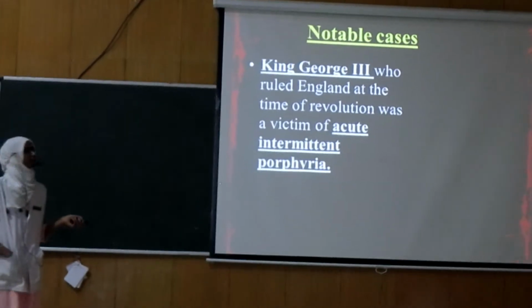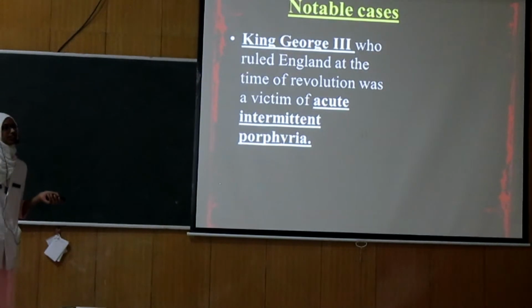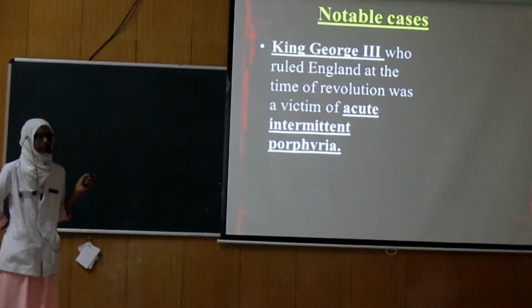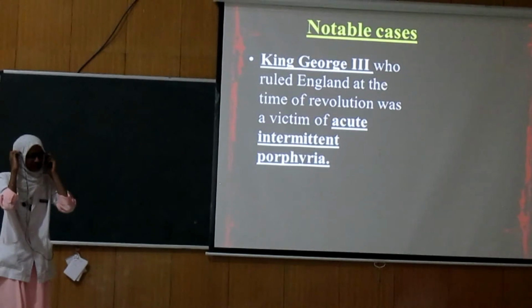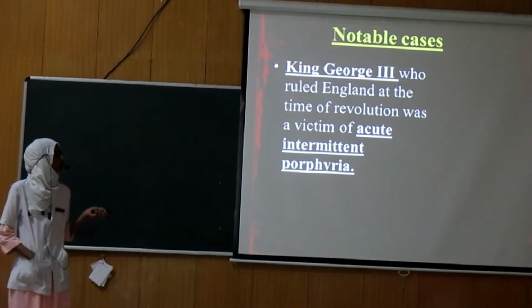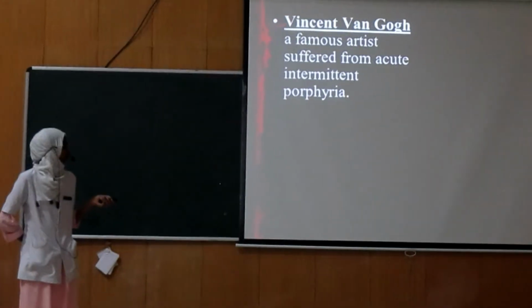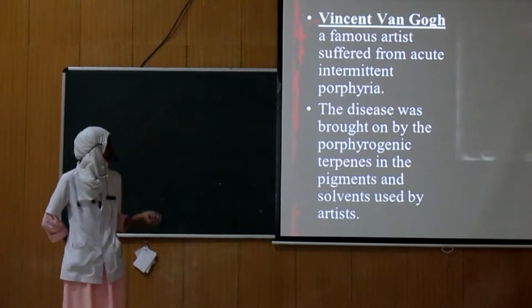Next, some notable cases about this disease. King George III was king during the 1790s. He ruled in England, and it was said that he was suffering from acute porphyria, because of which he suffered some neuropsychological symptoms and was unable to make proper decisions, which led to war. And also the famous artist Vincent van Gogh, who was said to be suffering from acute porphyria, which was either inherited or acquired because of the lead present in his system.